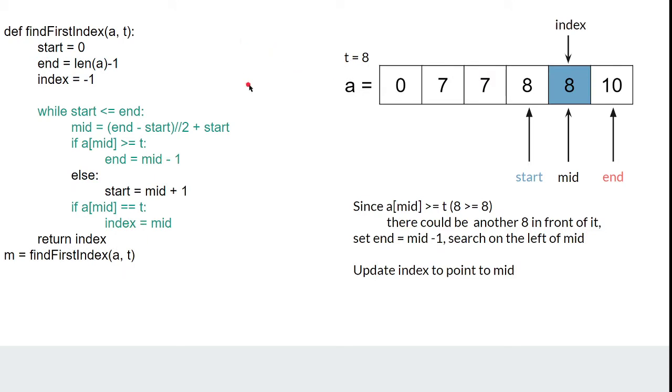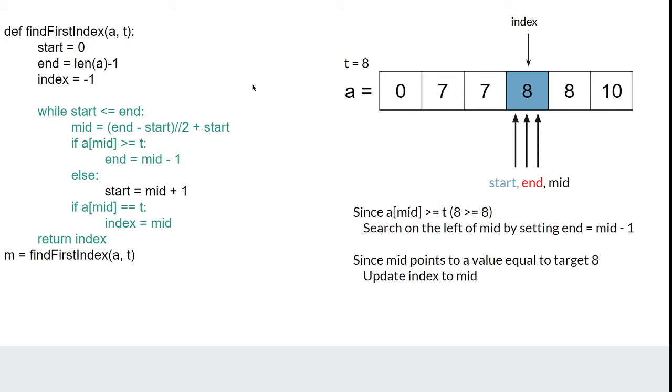And then now you find mid again. Since mid is now equal to the target value, there can be one in front of it. So you go to the left by making end mid take away 1. And then you update the index to point to mid.